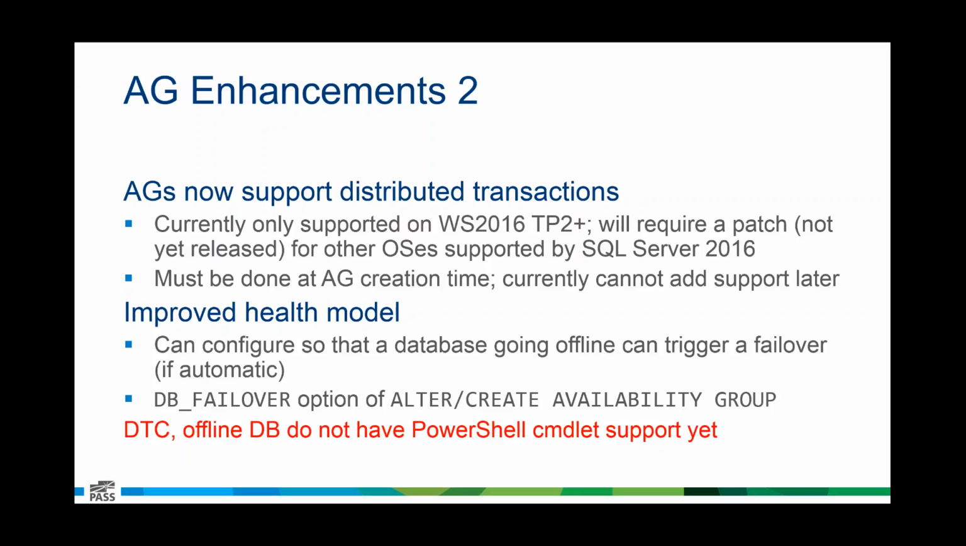No more of that. They've improved some of the health model stuff. So basically, if a database is going offline and you have automatic failover, it'll trigger a failover, whereas before, if a database went offline, it wouldn't necessarily trigger a failover. That's configurable via T-SQL and GUI. And same thing, there's the DB failover option.